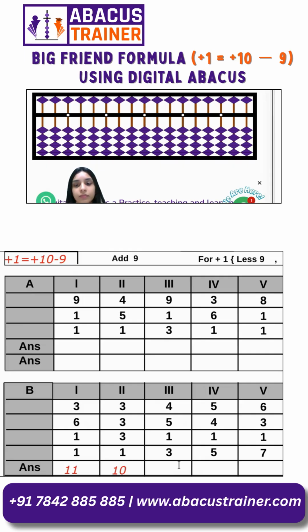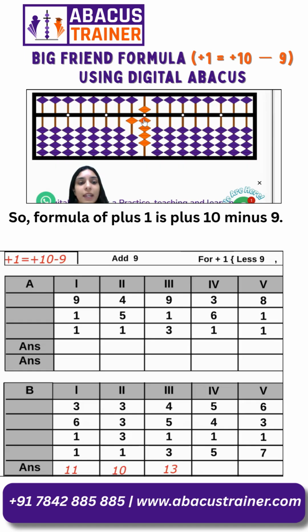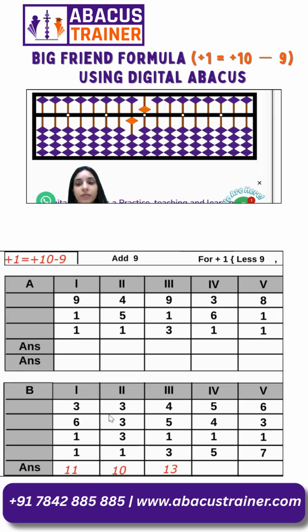Okay. Next question. 5 plus 4 plus 1. Do I have enough beats for 1 now? No, right? And no small friends. So, the formula of plus 1 is plus 10 minus 9. Then plus 5. My answer is 15.